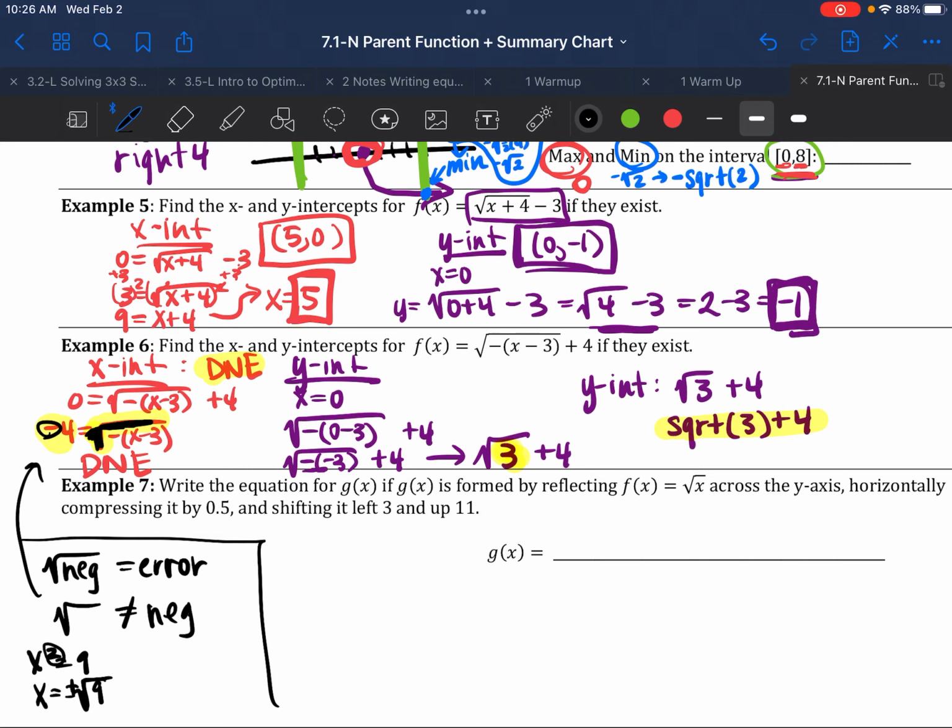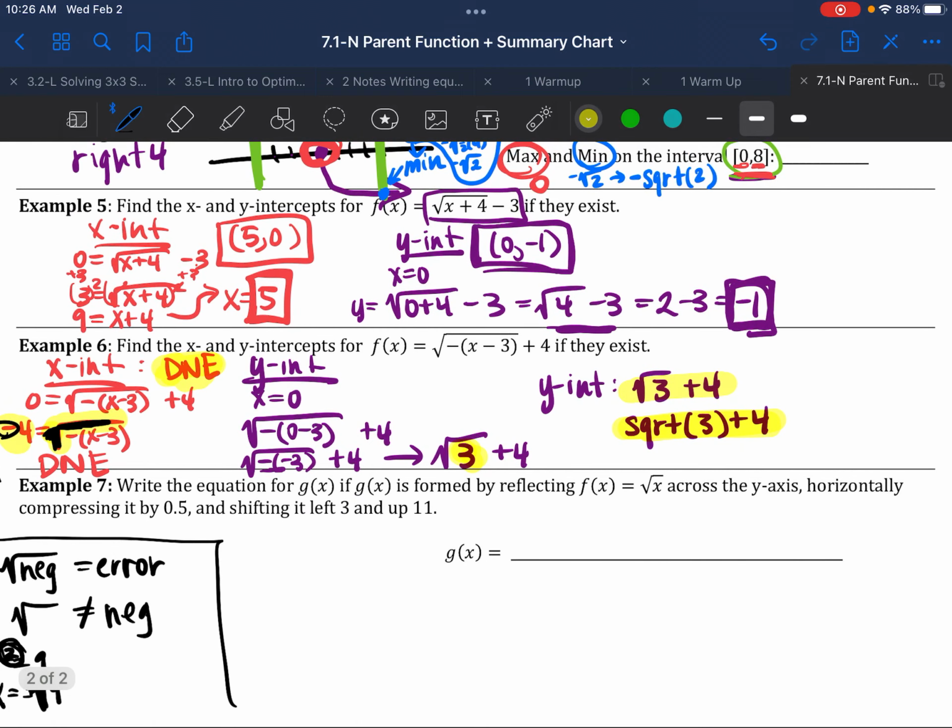So if you add a radical yourself to undo a square, that's when it equals positive and negative. If the radical is already there and it's positive, you don't get to add your own positive and negative in front of it. And we'll keep talking about this all year, but I get that question a lot, so I wanted to go ahead and address it. And so for the sake of example 6, the x-intercept does not exist. The y-intercept is square root of 3 plus 4.